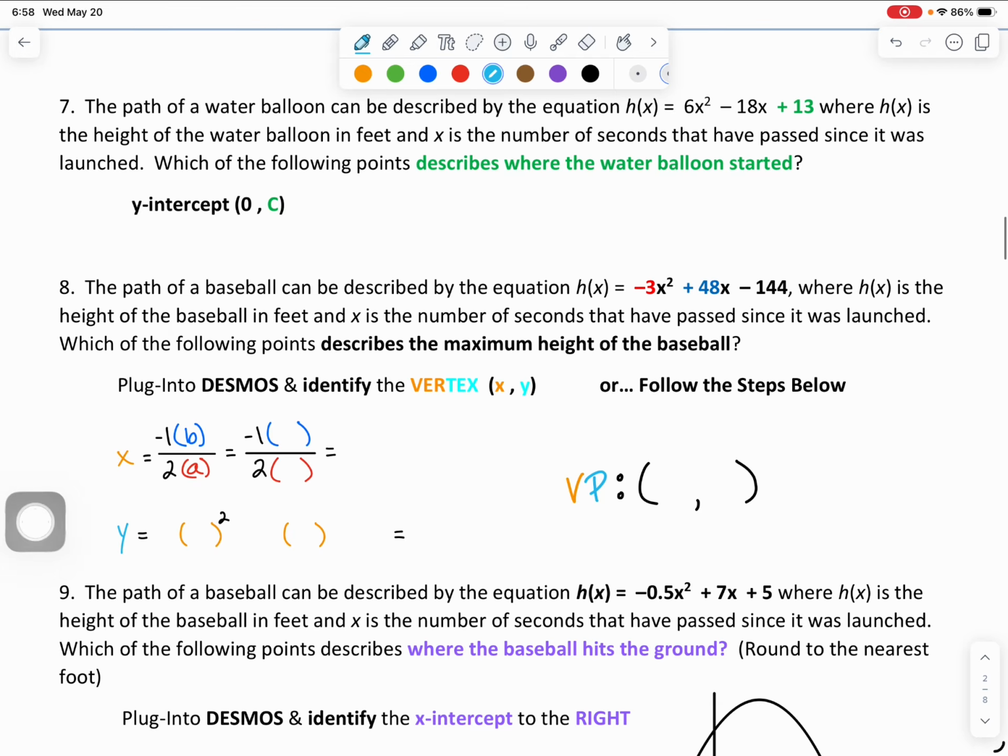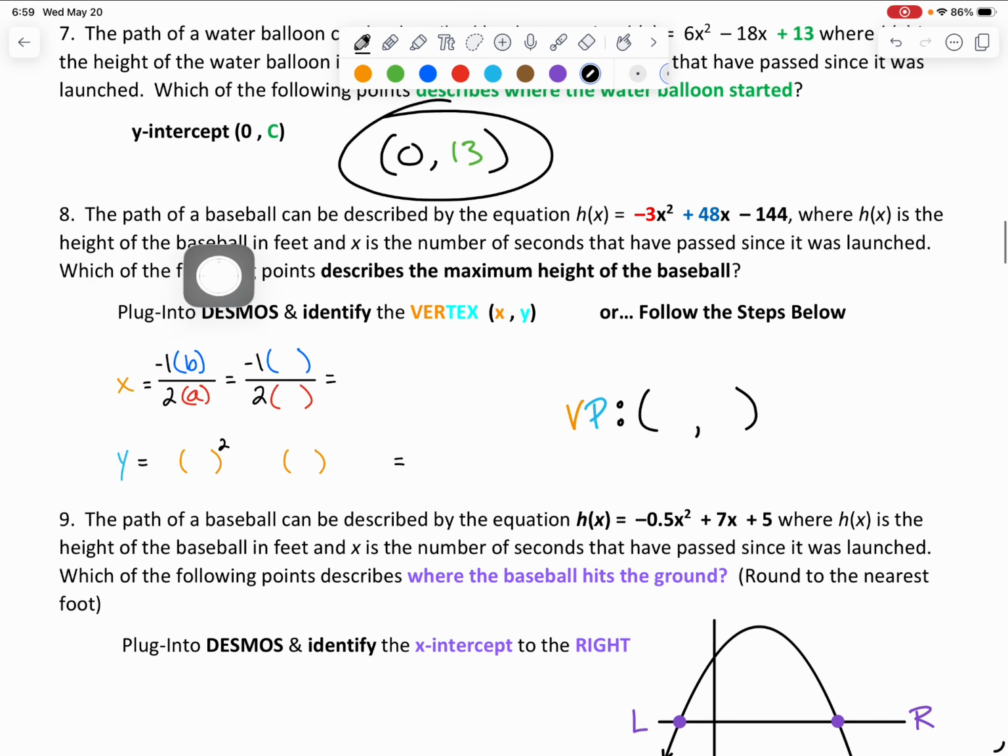All right, for number 7, the path of a water balloon can be described by the equation h of x equals 6x squared minus 18x plus 13, where h of x is the height of the water balloon in feet and x is the number of seconds that have passed since it was launched. Which of the following points describes where the water balloon started? Well, we can't start in negative time, so it's always going to be 0, c. And what was our launching point? Well, it's going to be the y-intercept 0, c, and we know that c is 13. So we're just going to write our answer is 0, 13, and circle your answer.